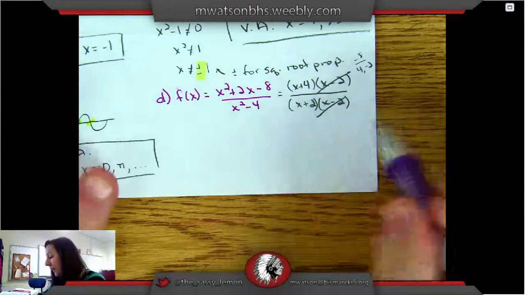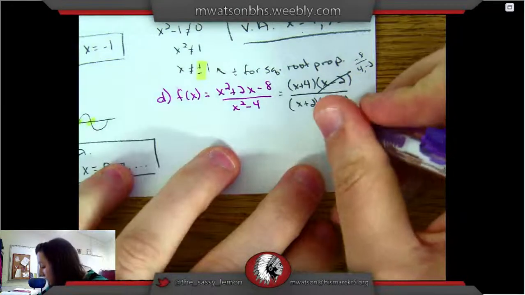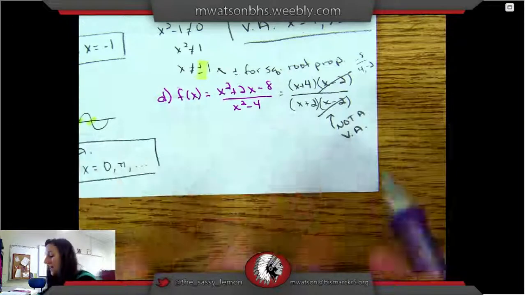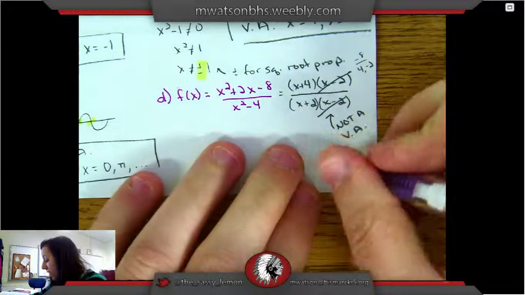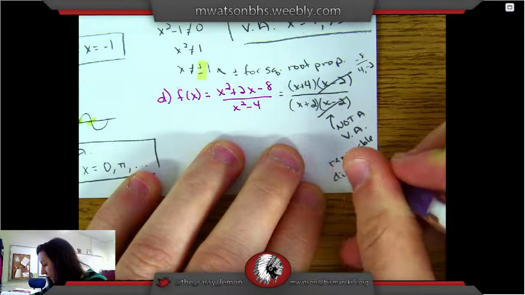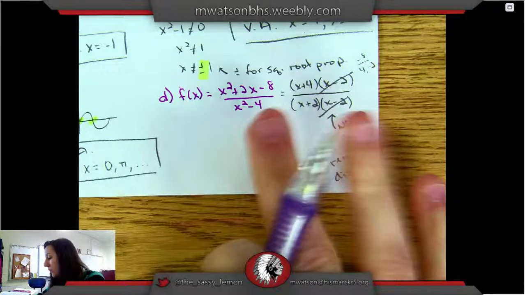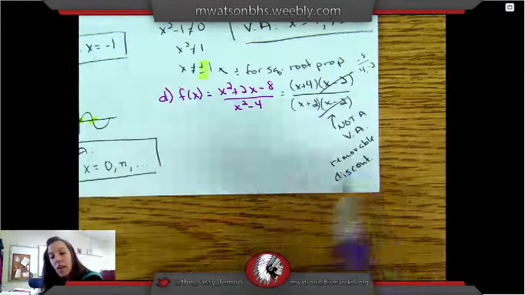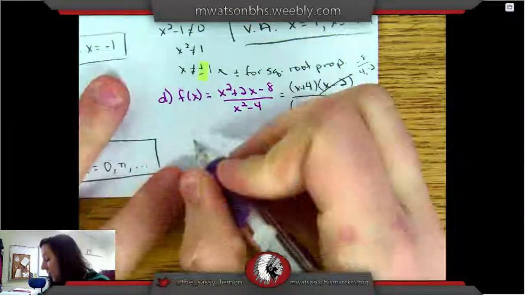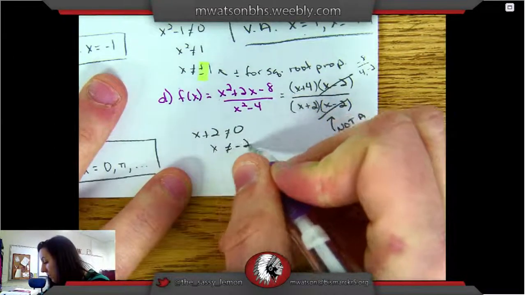Okay, so this excluded value actually isn't a vertical asymptote. That is what we call a removable discontinuity. And if you don't remember what that is, you can look back a couple lessons. We talked about that. So that's the difference between these two. Since that one could be canceled, that's a removable discontinuity. Whereas this factor, x plus 2, is going to give us a vertical asymptote.